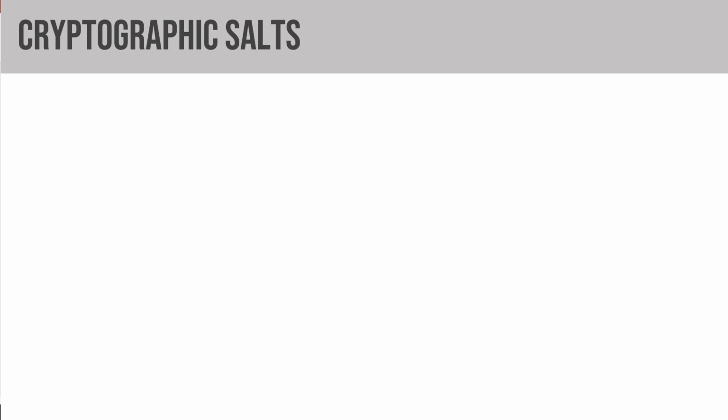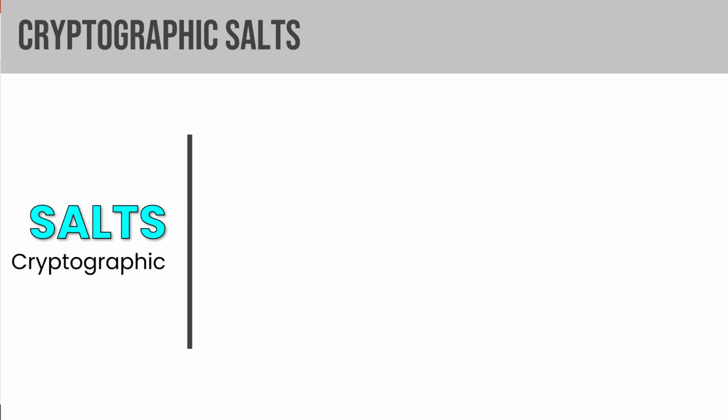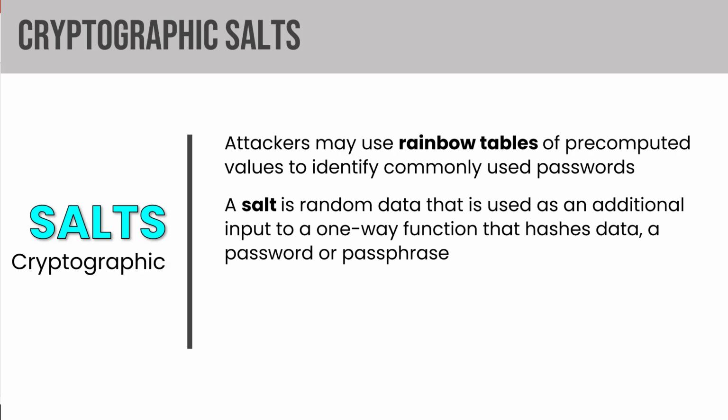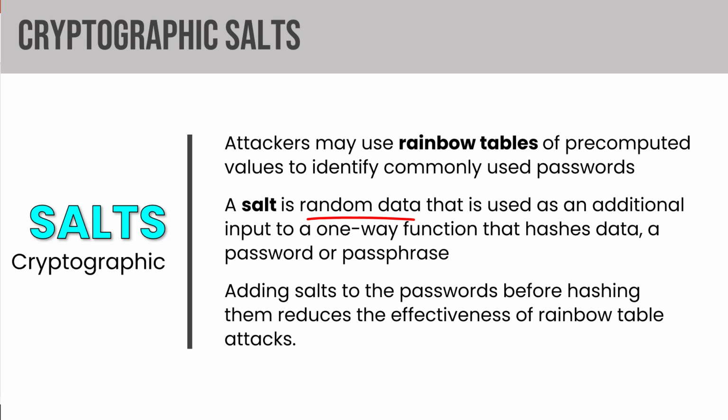So cryptographic salts. Earlier we had talked about how attackers might use rainbow tables of pre-computed values to identify commonly used passwords. A salt is a random bit of data that's used as an additional input to a one-way function that hashes a password. Adding salts to the passwords before they're hashed reduces the effectiveness of a rainbow table attack. So a rainbow table attack is a type of brute force attack, essentially.